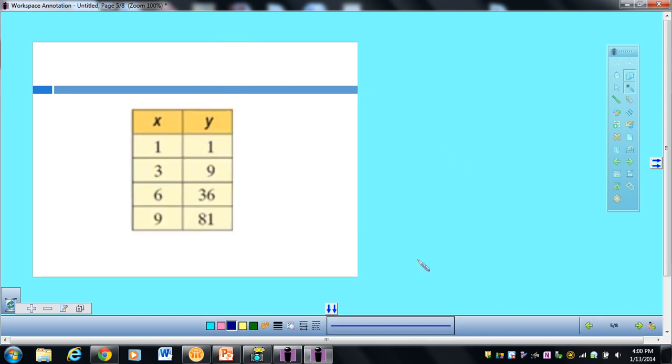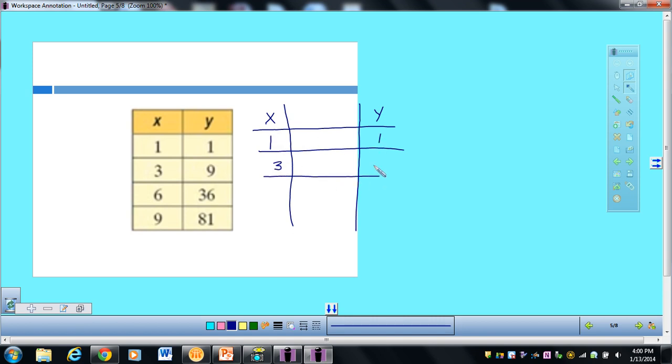Let's try another one. Again, I'm going to draw that table just because it makes it so much easier to see, especially when you're first trying to figure out how to do this. So I've got a 1 that went to a 1, a 3 that went to a 9, a 6 that went to a 36, and a 9 that went to an 81. So I'm going to look at these. Well, no change really happened there, so I'm going to skip that one and go to this one. I could have added 6, so I can try adding 6, but that doesn't work there.